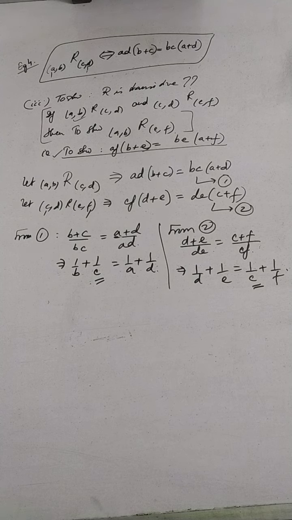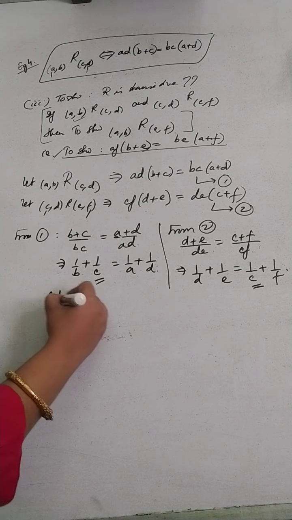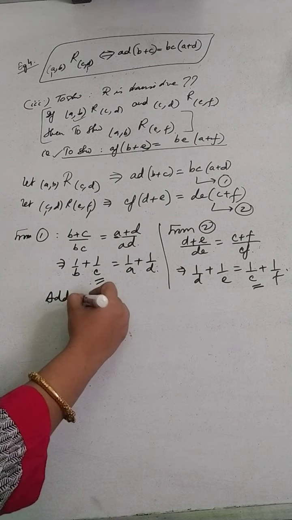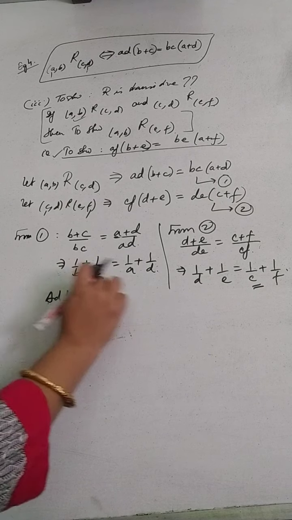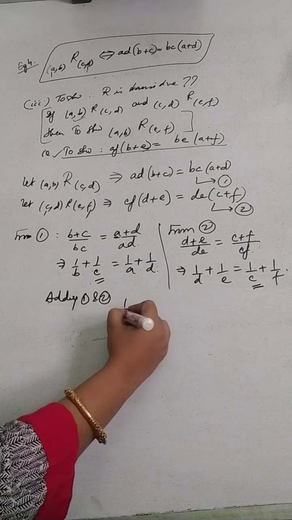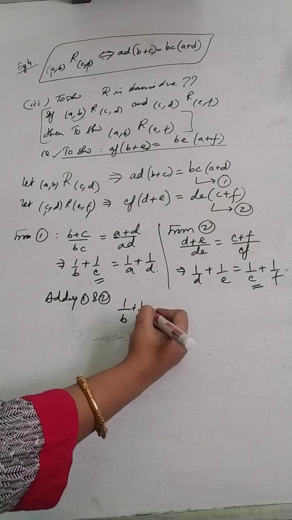Otherwise, you can simply add them up as we have done in some of the previous questions. I am just adding 1 and 2, the transformed equations I am adding. So it's 1 by B plus 1 by C.